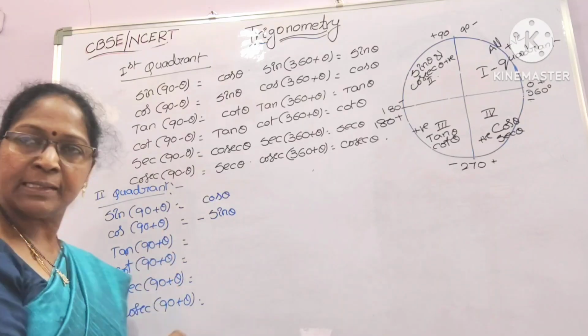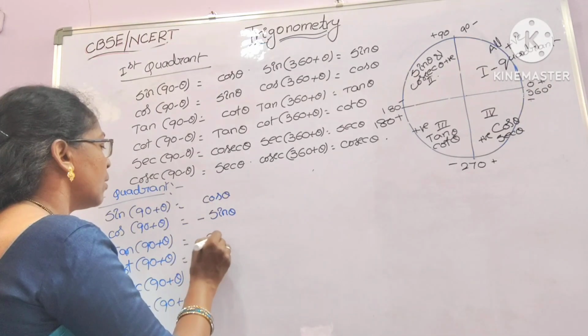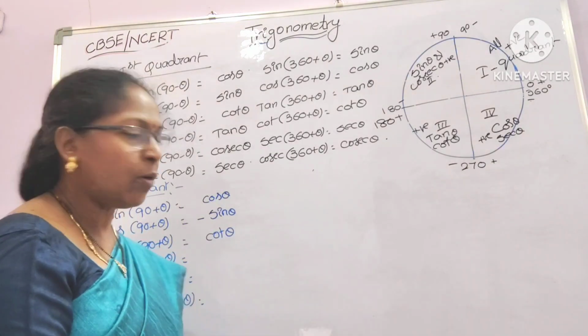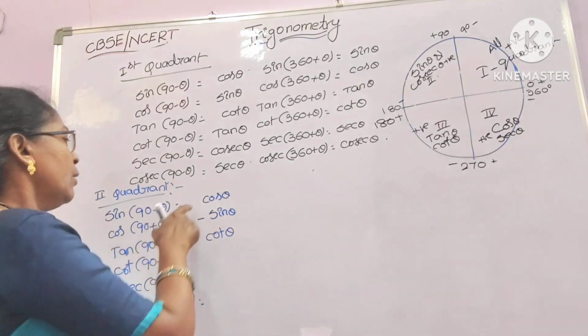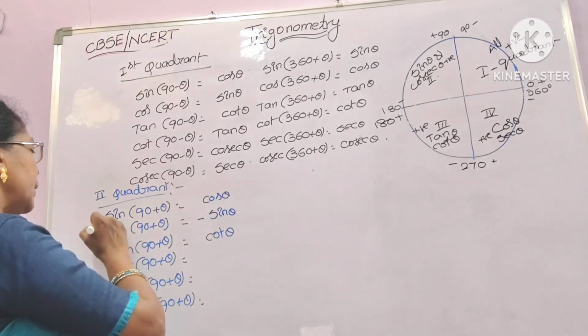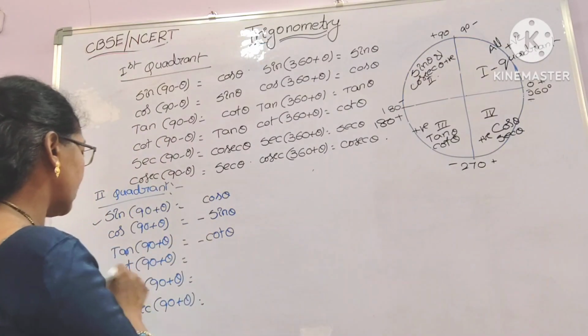Again tan 90 plus theta. Again 90 came, so tan becomes cot theta. 90 plus theta comes under the second quadrant. In the second quadrant, only sin and cosecant are positive. These two only are positive, the remaining all are negative. Simply you write down minus cot theta.